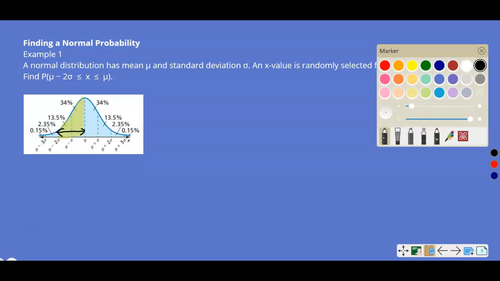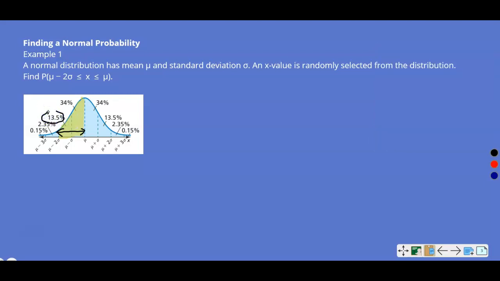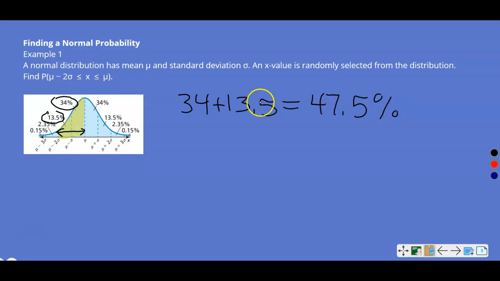All right, so we know that we've got 13.5 and 34. So we can just add those numbers together. So 34 plus 13.5, and that's going to be about 47.5. So we can say that the probability that a randomly selected X will fall in this highlighted area is about 47.5% of the time.